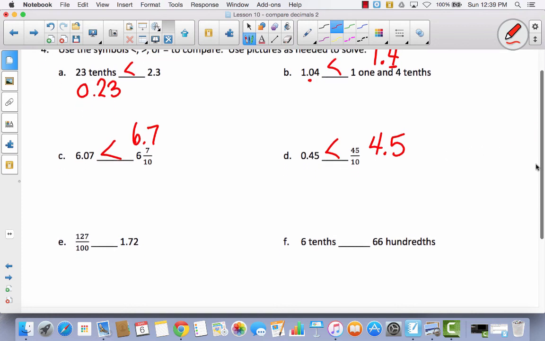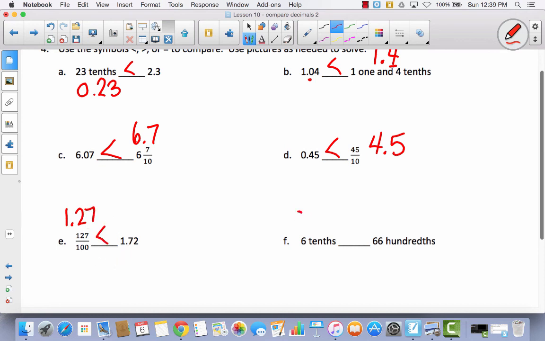All right, let's try the next one. So I have 127 hundredths. So that will be 1 and 27 hundredths. So less than, greater than, or equal to? They're the same in the ones place, but look at the tenths. This would have to be less than.